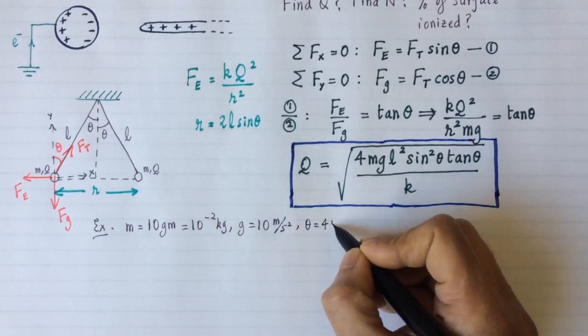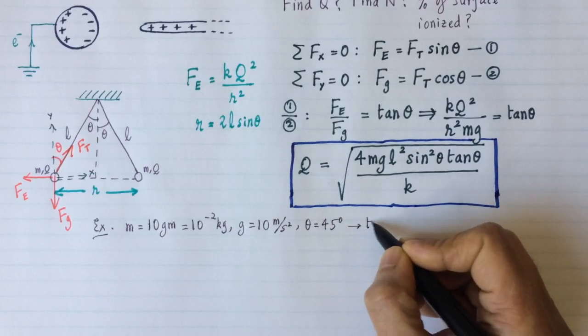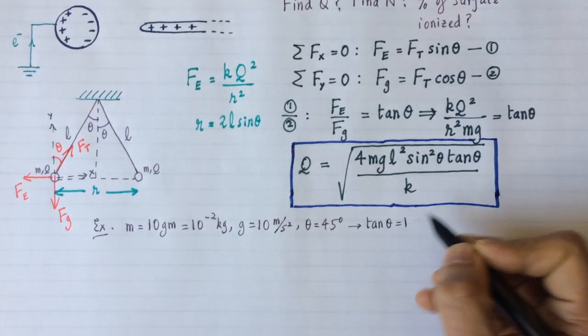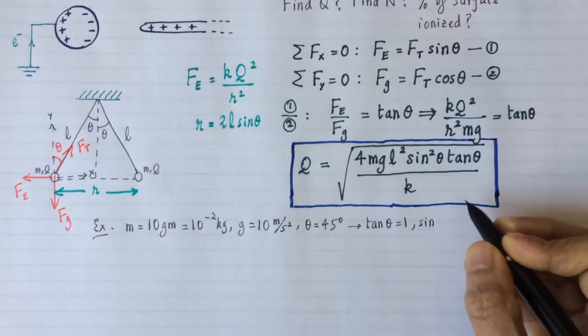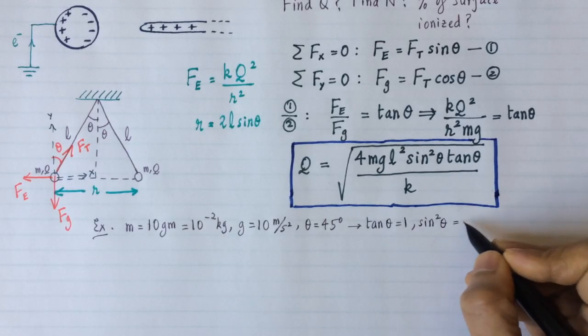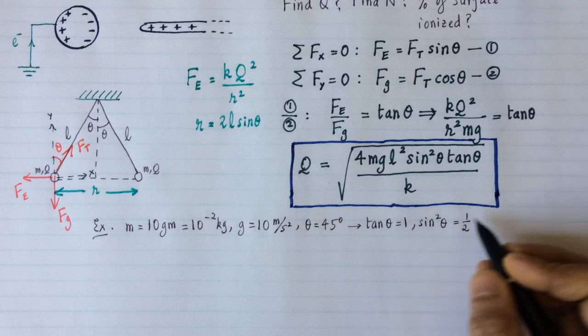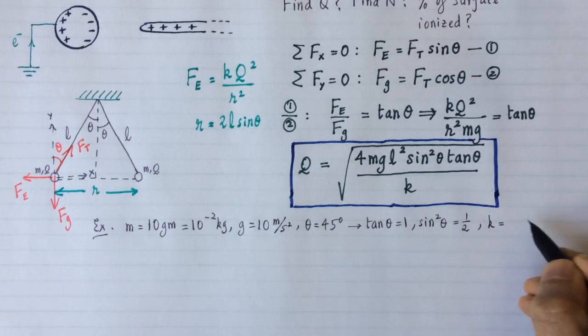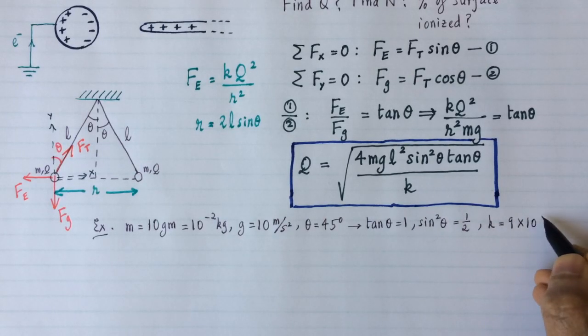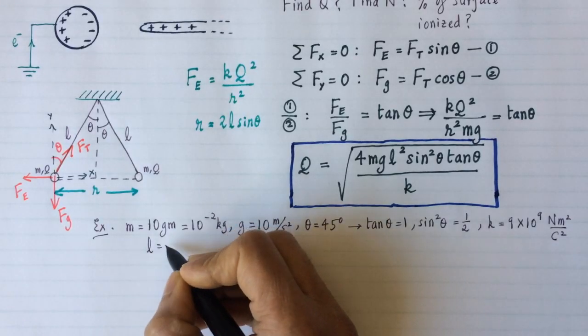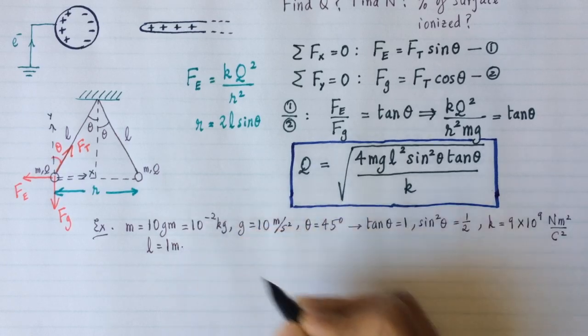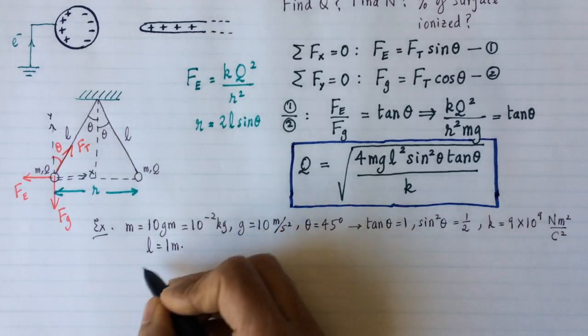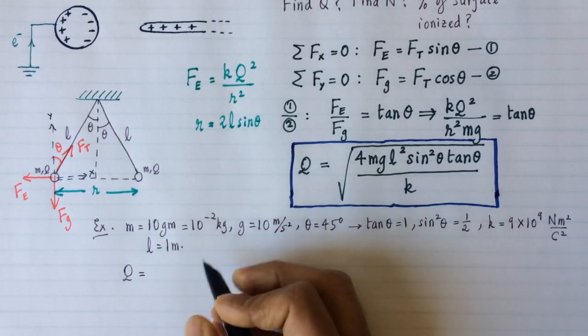I'm going to take theta equals 45 degrees, which means tan theta is 1 and sine theta is root 2 by 2, so sine squared theta is just half. The constant K is Coulomb's constant, which has a standard value of 9 times 10 to the 9 Newton meter squared per Coulomb squared. Those are the SI units. And we have to assign some value for the length. Let me take length equals 1 meter. So let me substitute all these values in.